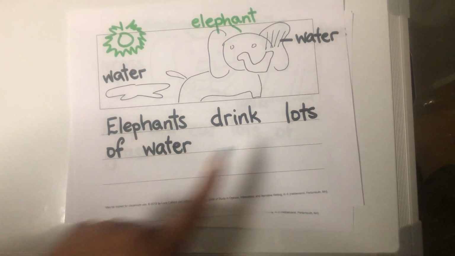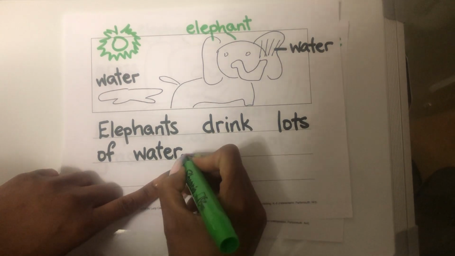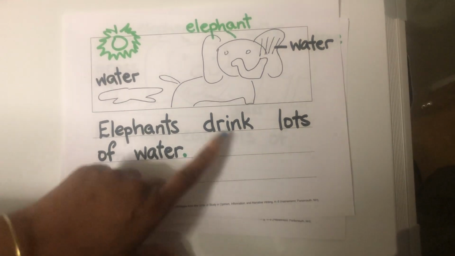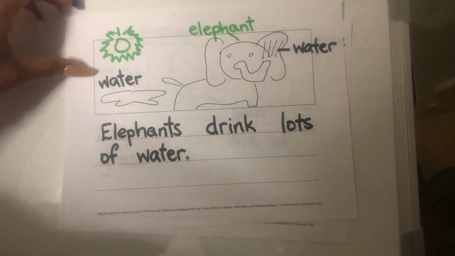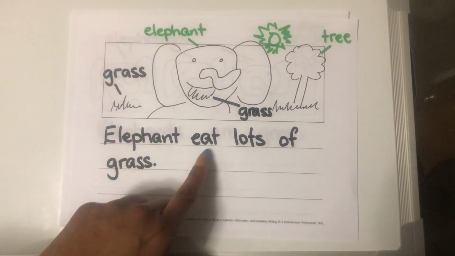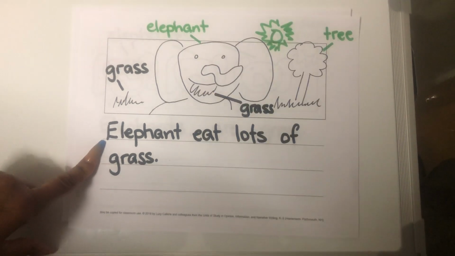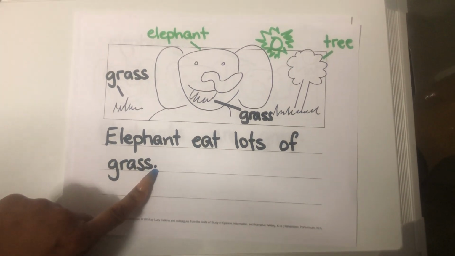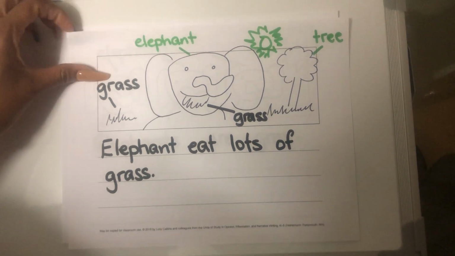Elephants drink lots of water. We end every sentence with a punctuation, and this is a period. So we're going to put a period at the end of our sentence. Elephant eat lots of grass. Oh, we began with an uppercase letter, we ended with a period, and we have a finger space between each word.